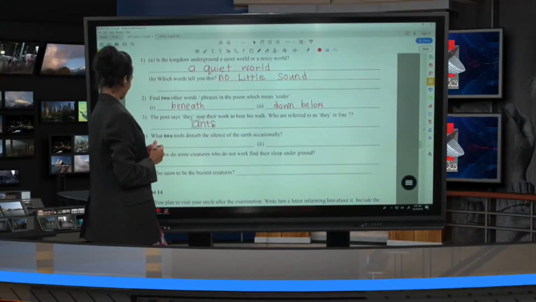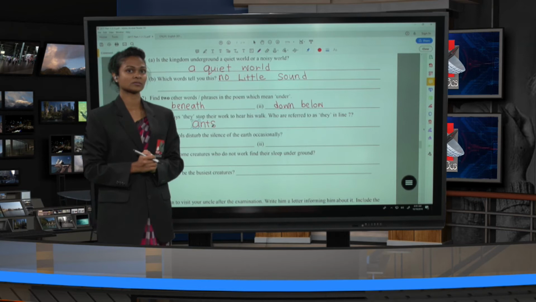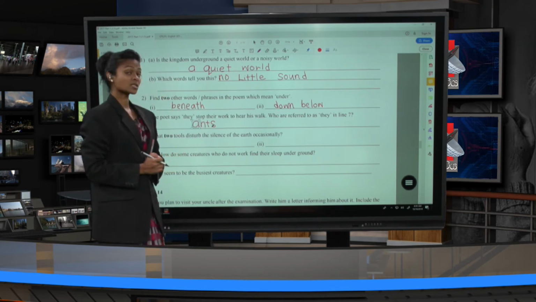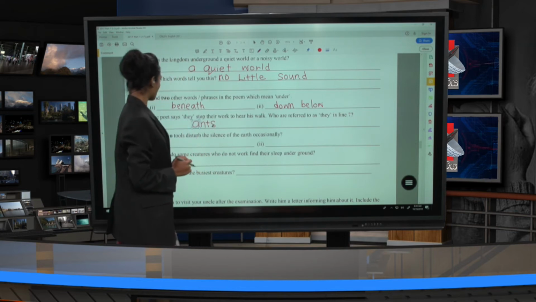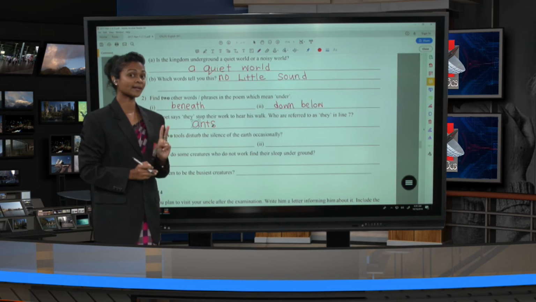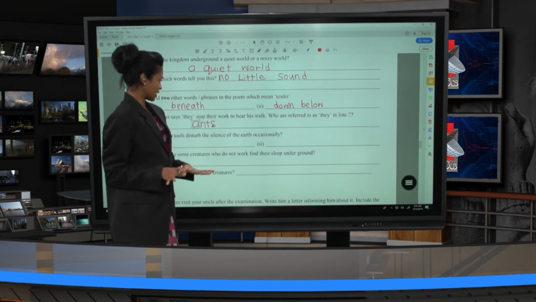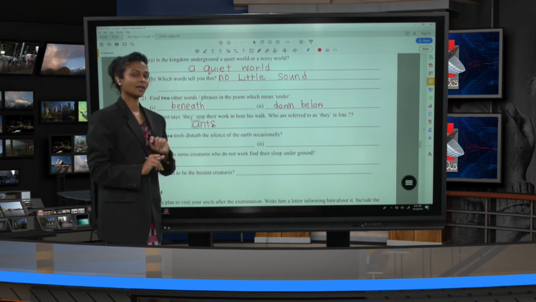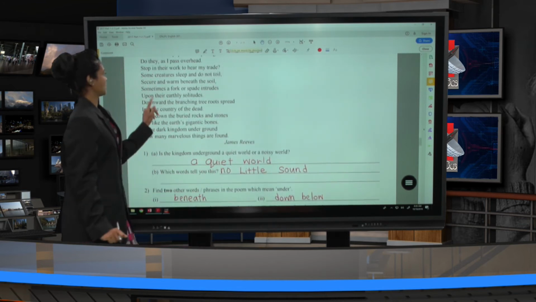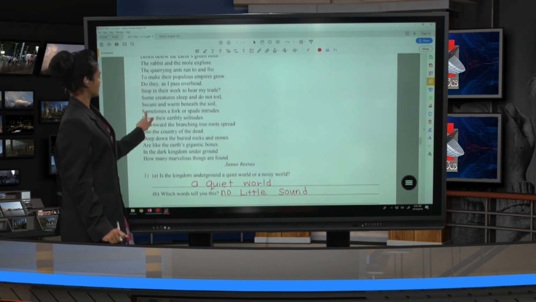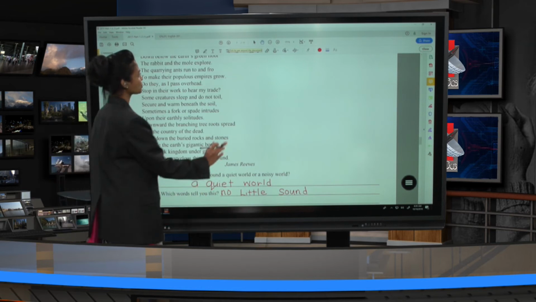Fourth one. What two tools disturb the silence of the earth occasionally? What two tools? Tools that disturb the silence. I think you can find it. Sometimes a fork or a spade. Those are the two tools.